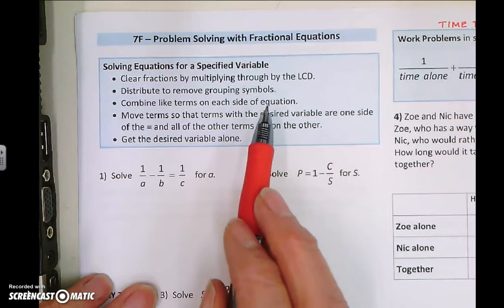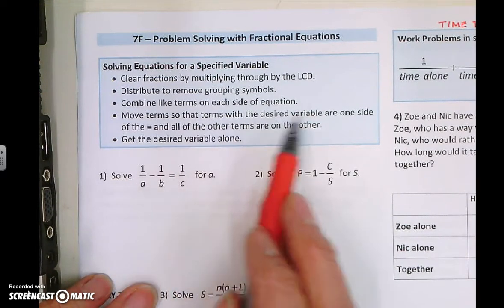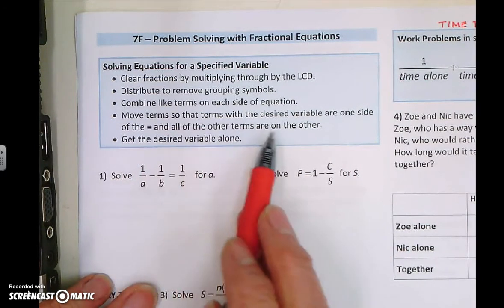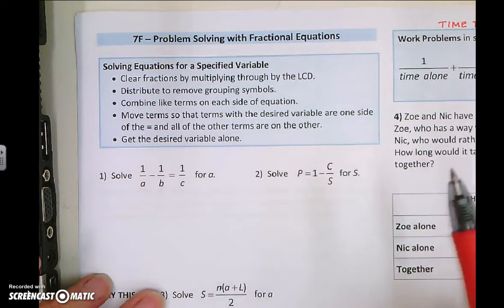Combine like terms on each side of the equation. Then move the terms so that the terms with the desired variable are on one side of the equal sign and all the other terms are on the other side. And then get the desired variable alone or isolated.